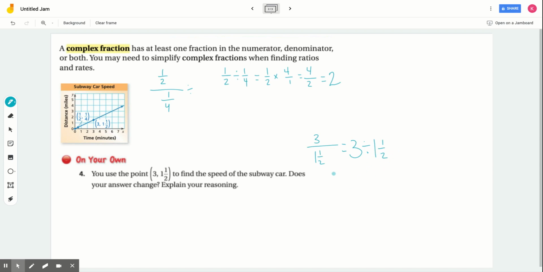We would first snowball this. So 3 divided by 3/2. We would rewrite as a multiplication problem using the reciprocal. 3 times 2 is 6, 1 times 3 is 3, and we know that 6/3 is the same as 2. Now we can see here that we ended up with the same answer both times. So does your answer change? No, our answer does not change because the subway car is going to go the same rate of speed at all times.